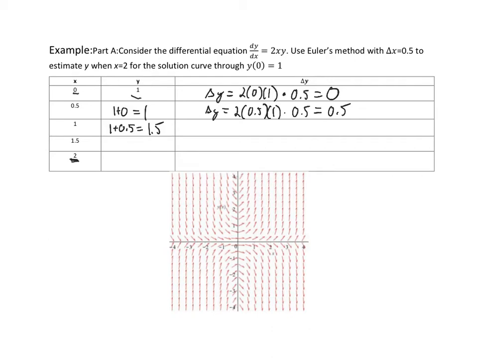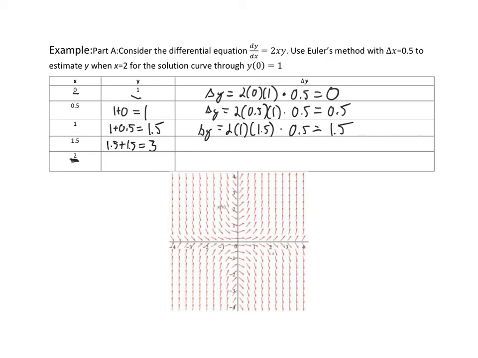Moving on, let's find the next y-coordinate. Delta y is going to equal 2 times x times y times delta x, which is 0.5. So we've got 2 times 1 times 1.5. That's really 3 times 0.5. That gives me the change in y is 1.5. So the next y-coordinate, we're at 1.5 plus 1.5, which is really 3.